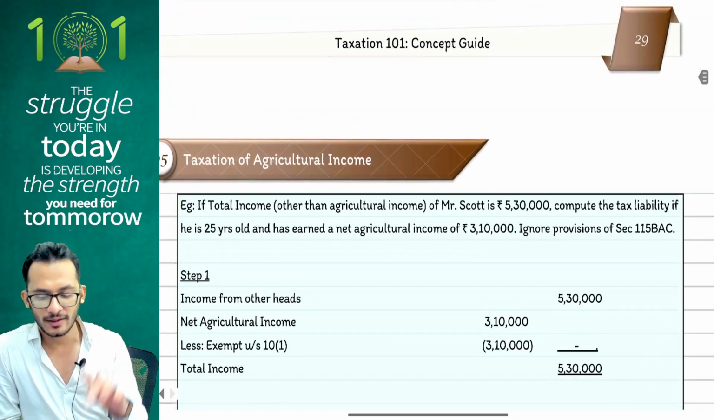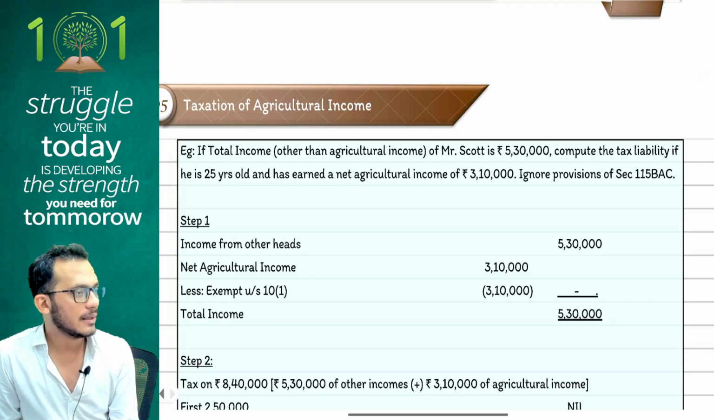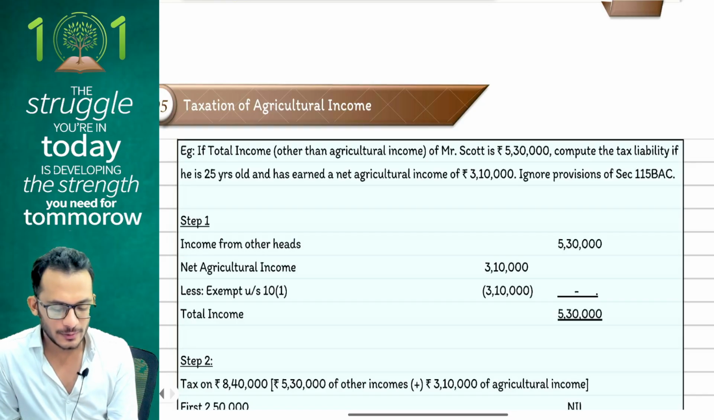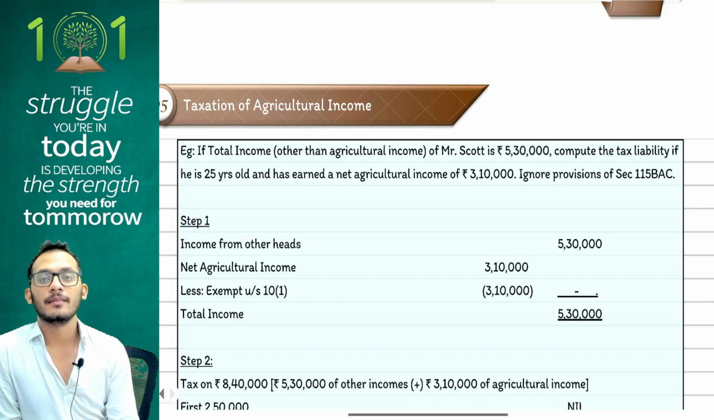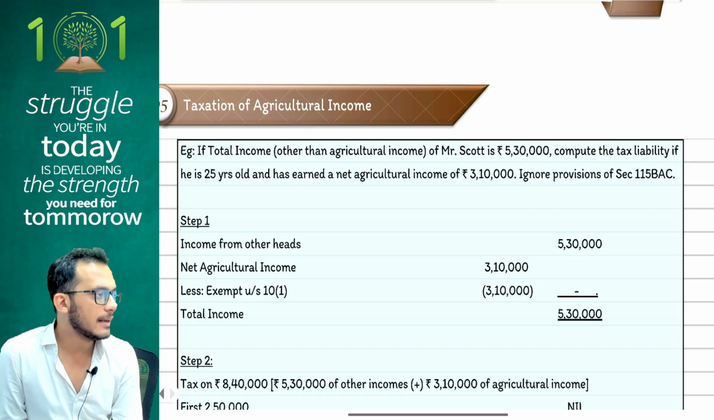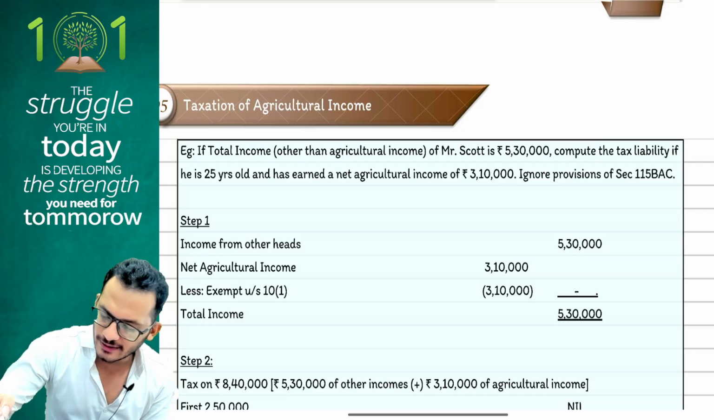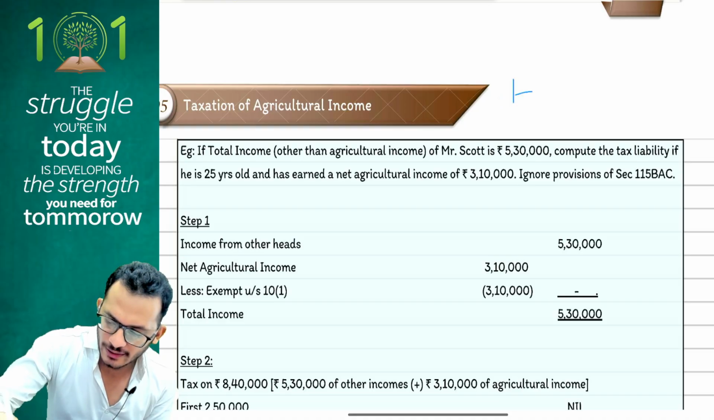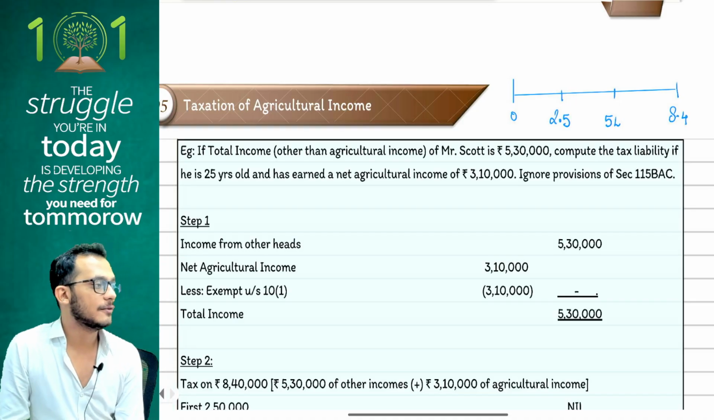And I've given you a small example, people. Look at the example. I have a person who has a total income of 5,30,000. Compute the tax liability if he is 25 years old and has earned an agricultural income of 3,80,000. I have an income of 5,30,000 plus 3,80,000. What is my income line? My income line is 8,40,000. How will I create the income line? People, I'm in old regime. My income line says 0 to 2.5, then 2.5 to 5, then 5 to 8.4. Correct?